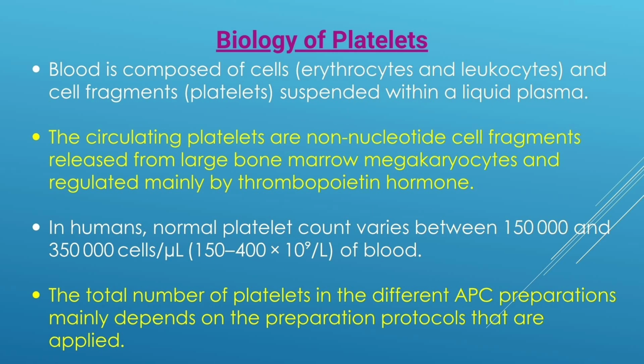The blood is composed of cells like RBCs and WBCs and cell fragments like platelets. The circulating platelets are non-nucleated cell fragments released from large bone marrow megakaryocytes and regulated mainly by thrombopoietin hormone. In humans, normal platelet count varies between 1.5 lakh and 3.5 lakh cells. The total number of platelets in different APC preparations mainly depends on the preparation protocol.